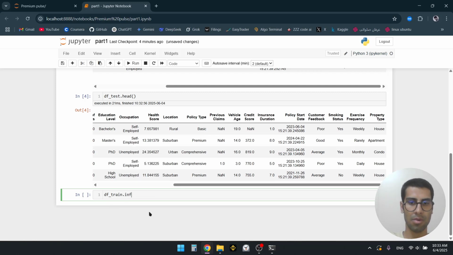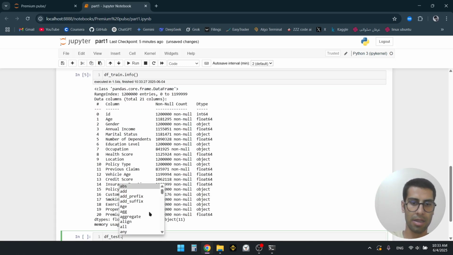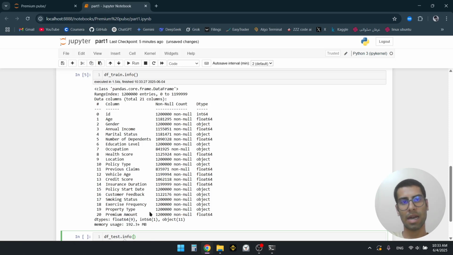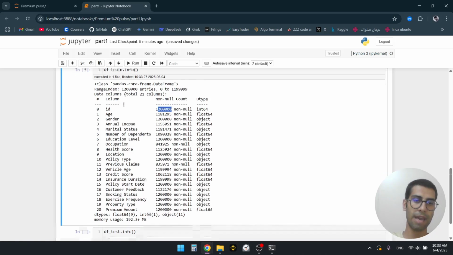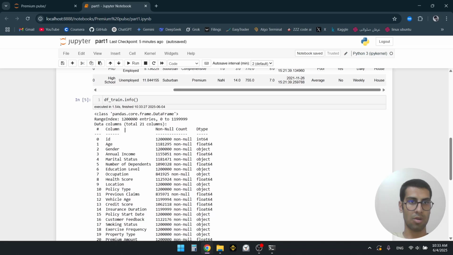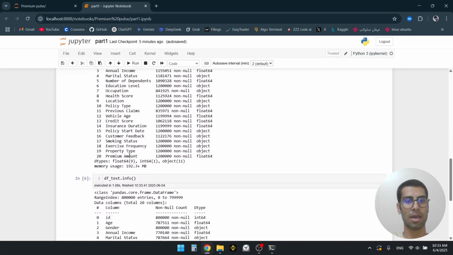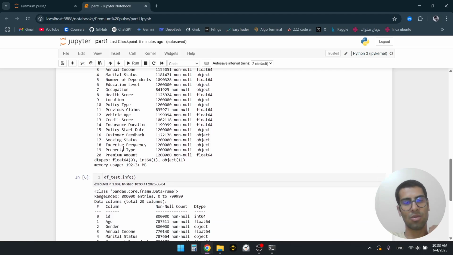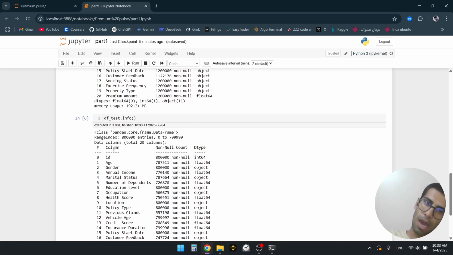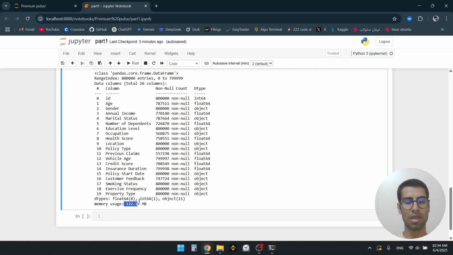Info, just to check the amount of data that we have. df_test.info(). I'm not really using the output here, just to see how many records that we have, and how much memory each CSV file consumes. So our training data set has about 1,200,000 records, and it takes about 192 megabytes of our memory. And our test data set is about 1,800,000 records and takes about 122 megabytes of our memory.